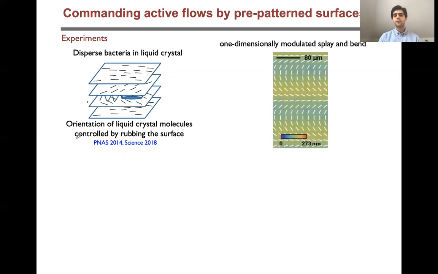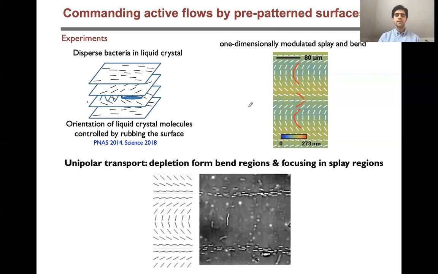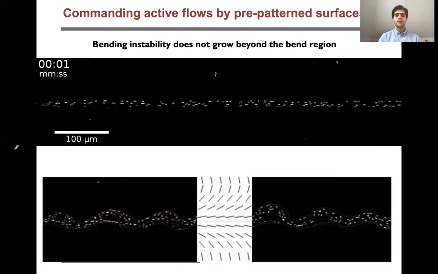And what we did in this work was to design patterns that have this C shape, meaning that you have these patterns of bends here, and in between the bends, you have these splay patterns. You introduce the bacteria to the system, and what happens is that bacteria get depleted from the bend regions, and they get focused in these splay regions. And they form very nice unidirectional strong jets in these regions of splay, as you can see in this video here.